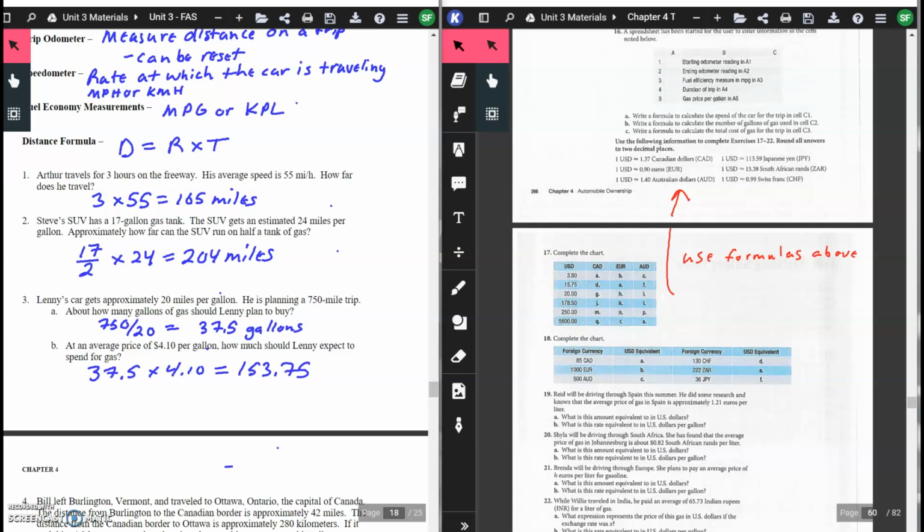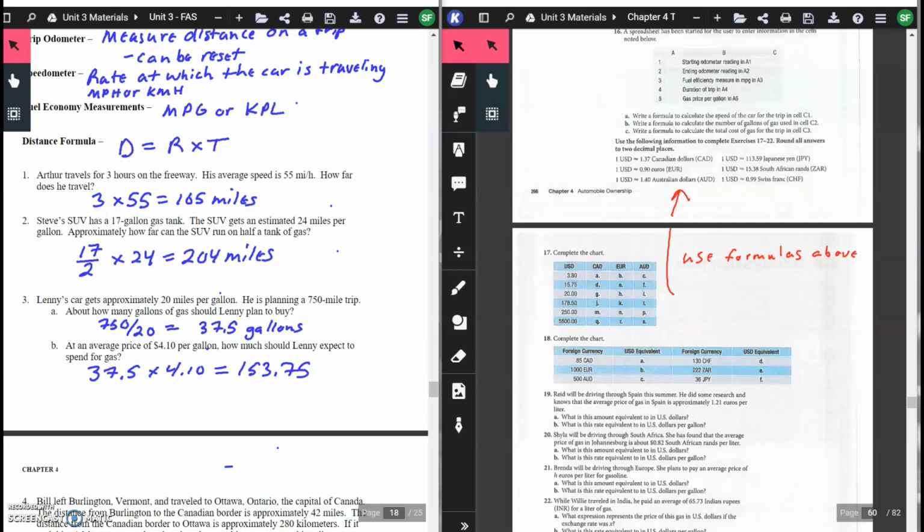Question 2. Steve's SUV has a 17-gallon gas tank. The SUV gets an estimated 24 miles per gallon. Approximately how far can the SUV run on half a tank of gas? So 17 divided by 2 for your half a tank of gas times 24 miles per gallon gives you 204 miles.